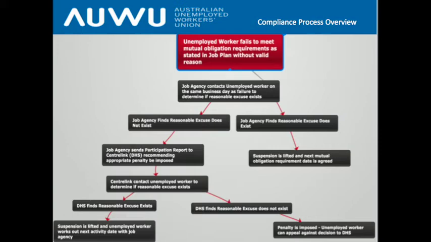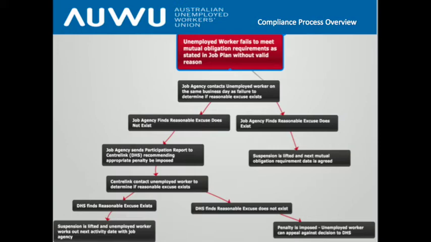This is different from a reasonable excuse, and a reasonable excuse is something where the unemployed worker has to call afterwards and inform the job agency what the reason was for them missing that particular appointment. So two different concepts there. Valid reason is when you inform your job agency before the appointment that you can't attend, and reasonable excuse is when you inform them afterwards. So that's something important to remember.